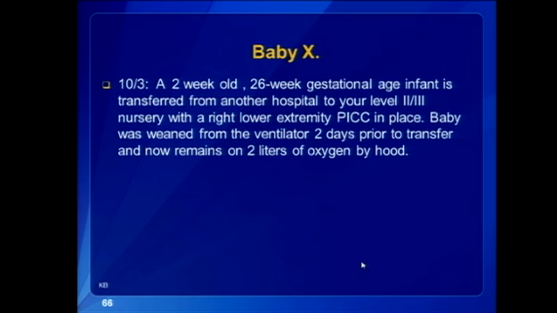I think we have 2 more. Baby X is a 2-week-old, 26-week gestational age infant that's transferred from another hospital to your level 2-3 nursery with a right lower extremity PICC in place on the 3rd of October. The baby was weaned from the ventilator 2 days prior to transfer and now remains on 2 liters of oxygen by hood.